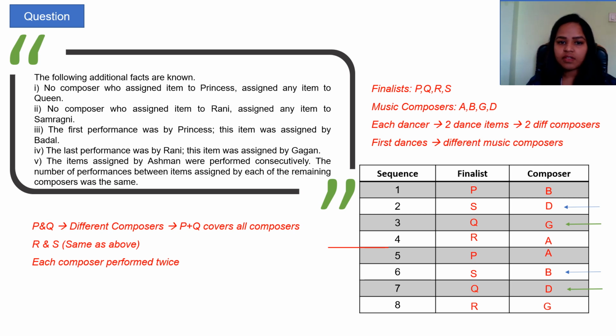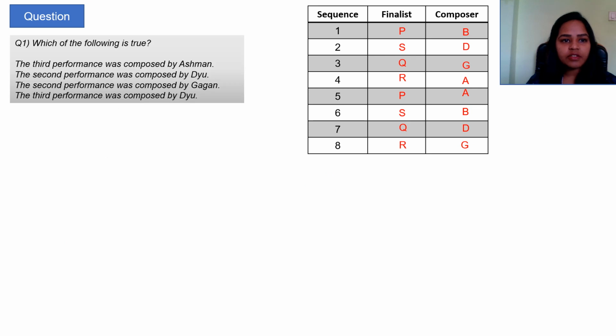Let's move to the questions. So let's look at the first question. Which of the following is true? The third performance was composed by A. No, it was composed by G. The second performance was composed by D. Yes, it is composed by D, so this is correct. The second performance was composed by G. This is incorrect. The third performance was composed by D. Incorrect. So we got the answer for question 1.